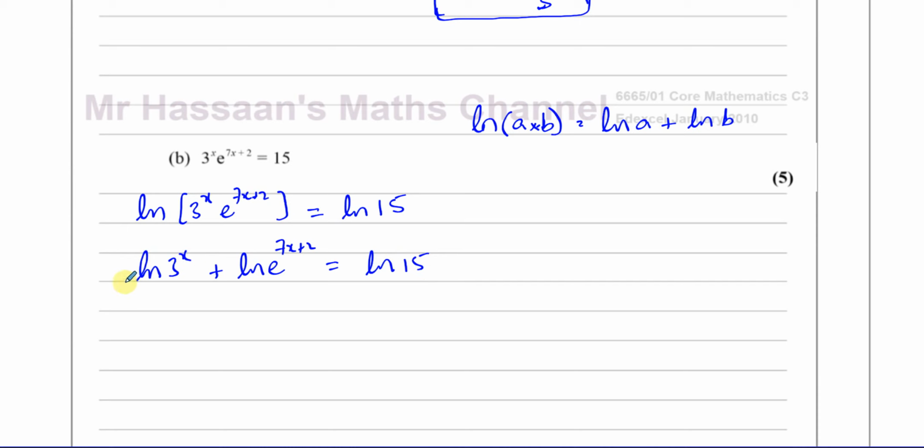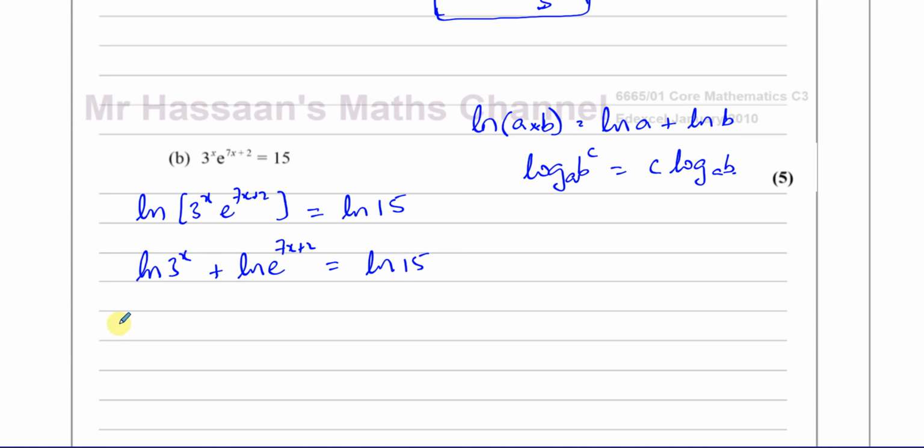Now I can release these x's from these powers using the power law. We know that the log to the base a of b to the power of c can be written as c times log to the base a of b. This is the power law. If you look at some of my P2 videos on logarithms, you'll see some of the explanation for these rules.